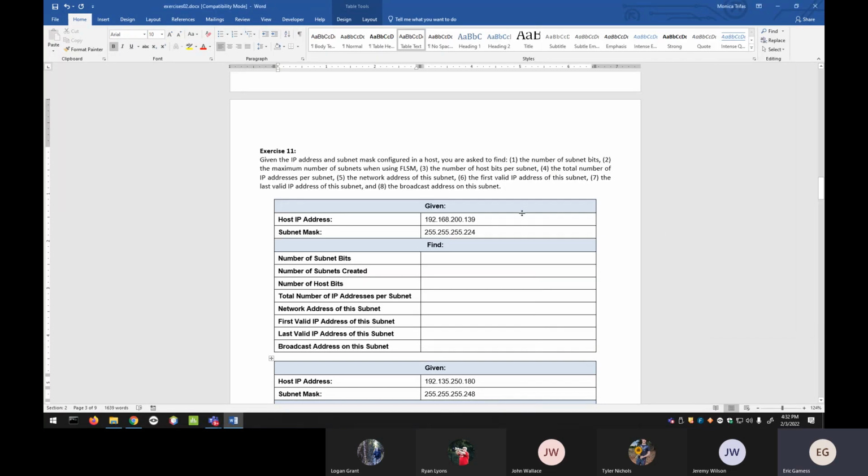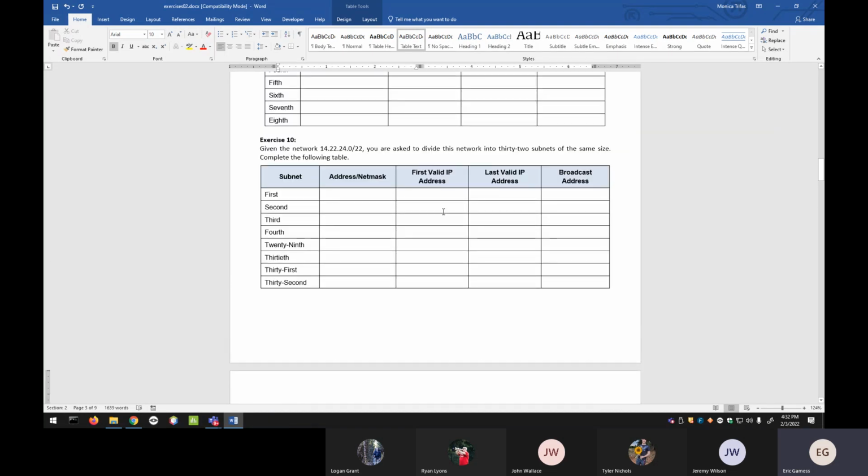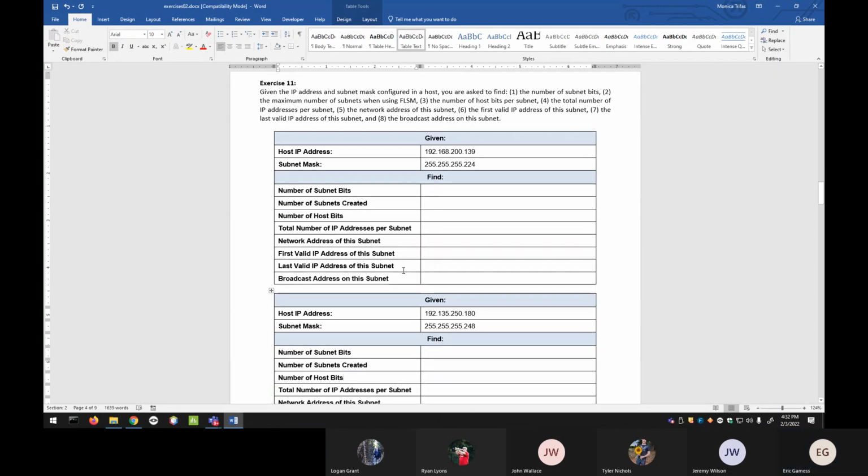Let's do, we did in the last class exercise number 10, I think. Yeah, let's do exercise number 11. Given an IP address and a subnet mask that have been configured in a host, you are asked to find the number of subnet bits. So what will be the number of subnet bits in this case?